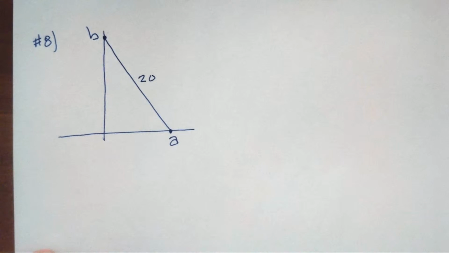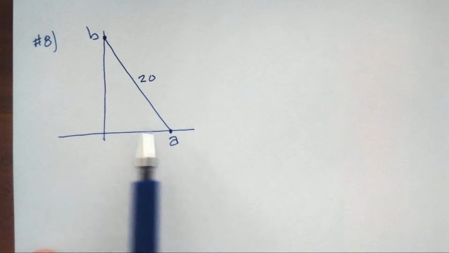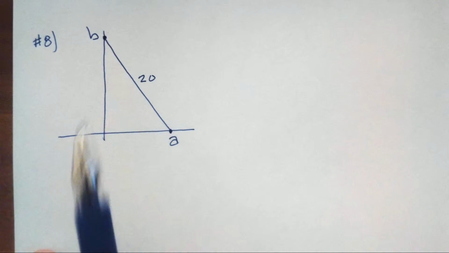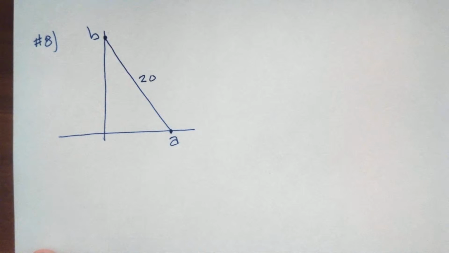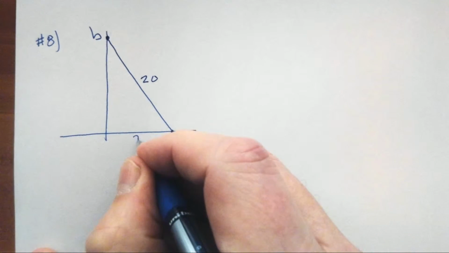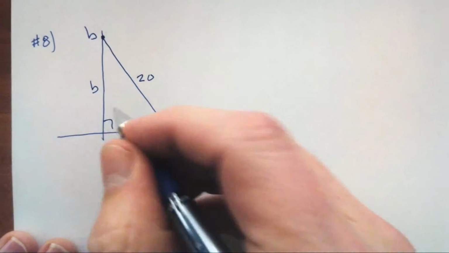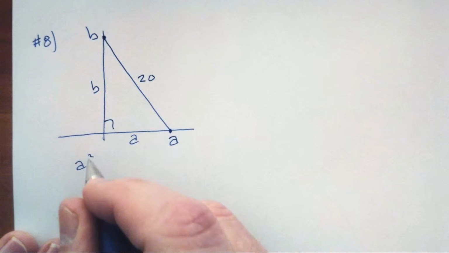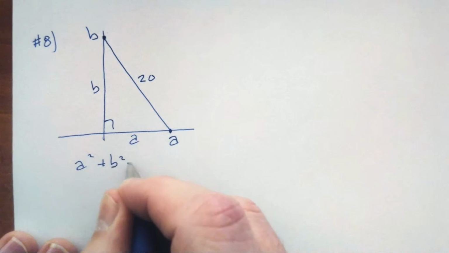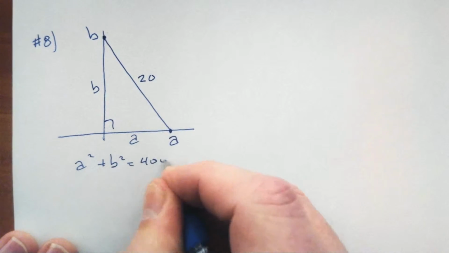We're trying to show that if this length A is the same as this length B, that will give us the biggest area. So what do we know about A and B? This distance would be A, this distance would be B. I've got a Pythagorean relationship that says a squared plus b squared equals 20 squared, or 400.